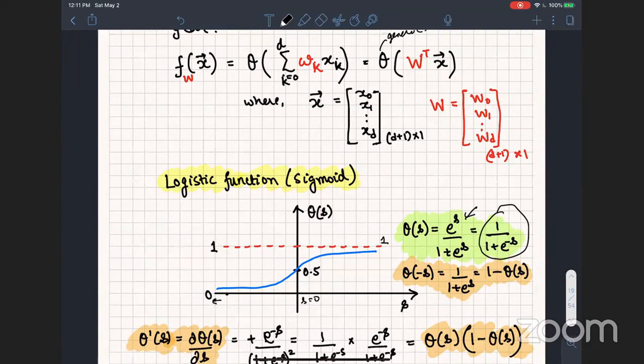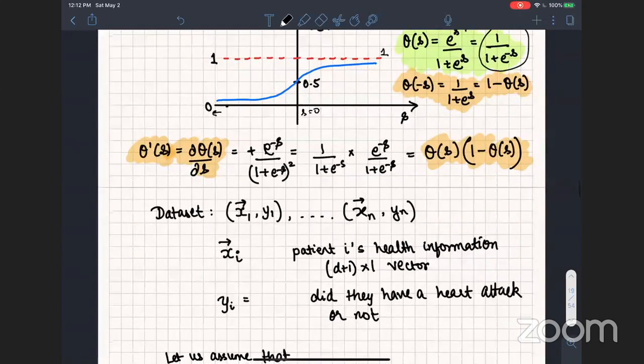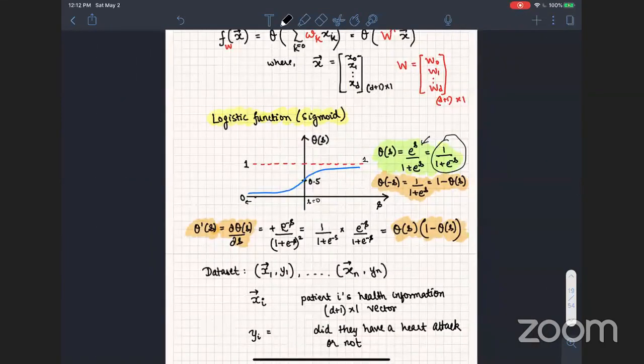Some of the properties of the sigmoid: if you take s as minus s, you would eventually have 1 minus theta s. If you take the derivative of this sigmoid function theta s, you would have the same function multiplied by 1 minus theta s. Those are some of the nice properties of the sigmoid in terms of derivation, because while we are doing gradient descent, we need the gradient, right? That gradient would involve calculating the derivative of this function as well. So now, any questions so far on this?